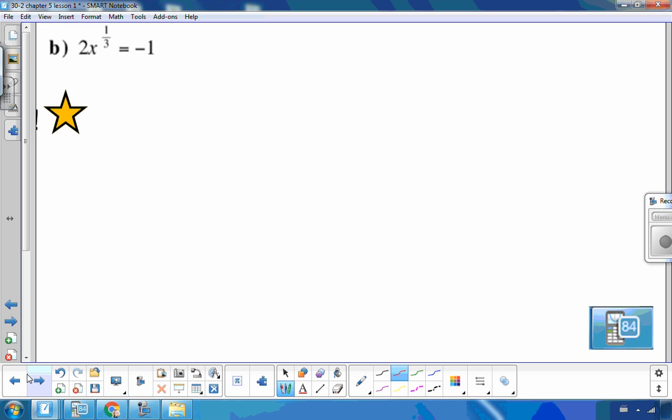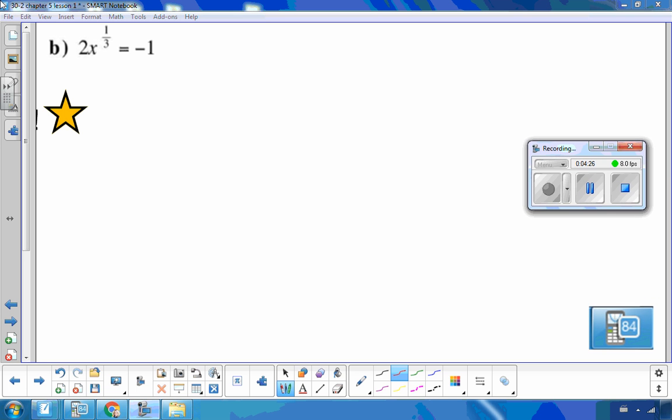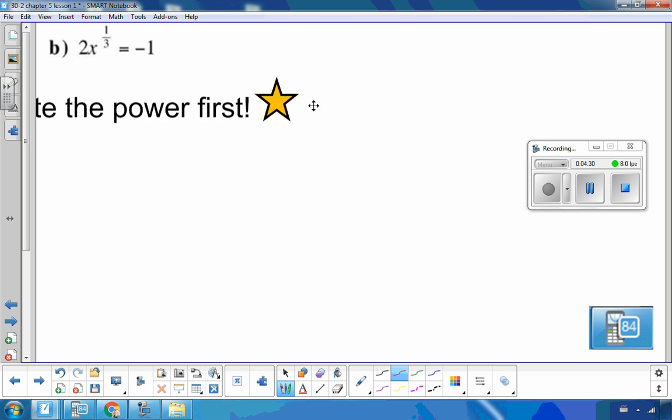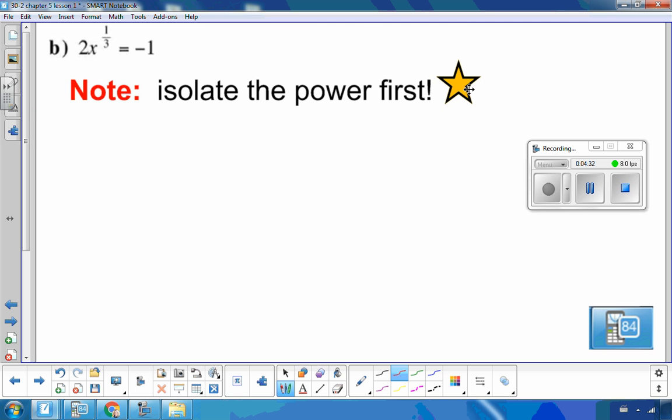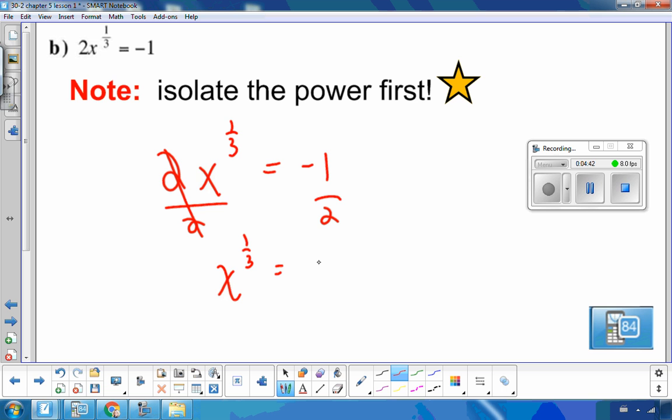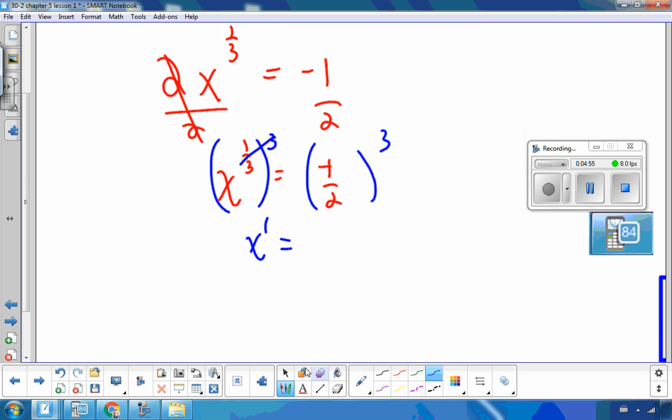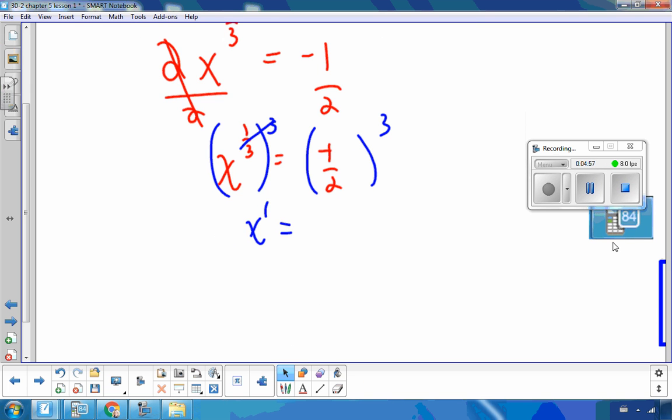Okay, let's try that in part B. Now part B, I can't just raise it to the reciprocal power because I've got this 2 in front here. So remember, you have to isolate your power first. So if I have 2x to the 1/3 equals -1, I'm going to divide both sides by 2 first. So x to the 1/3 equals -1/2. And now I'm going to raise it to the reciprocal power, to both sides to be fair. So 1/3 of 3 is just 1. So it's x to the 1 equals, and then I can put this into my calculator, making sure I use brackets for my base.